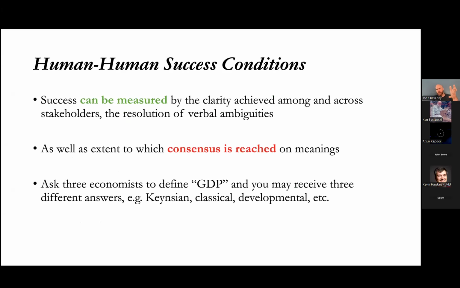The success, though, can be measured by the clarity achieved among and across stakeholders, resolution of ambiguities and whatnot, as well as the extent to which consensus is reached. Now, this is just one axis, right? I don't even think this is the axis that brings us to real interoperability at best. Achieving consensus is useful. I'm not always sure it's a good thing, but it is an important axis for interoperability from us.